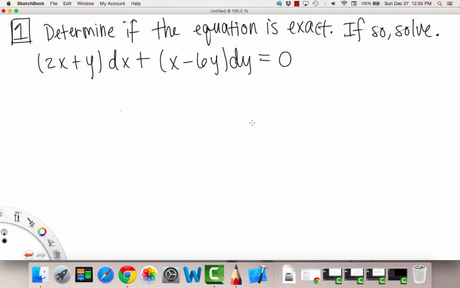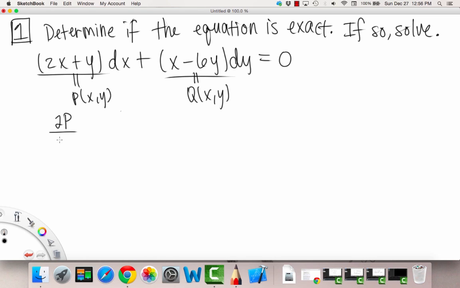Problem number 1, we're going to determine if the equation is exact, and if it is, then we're going to solve for it, okay? So this thing here is our P of x, y, and this Q of x, y is the thing in front of the dy. Okay, so we have those two.